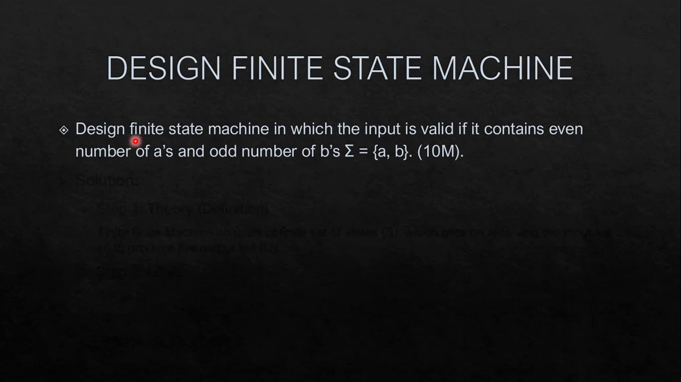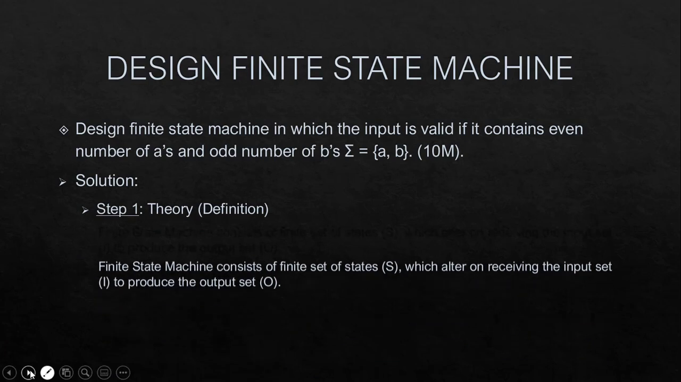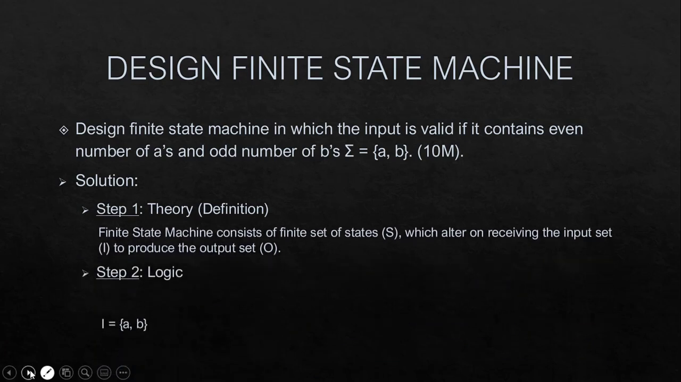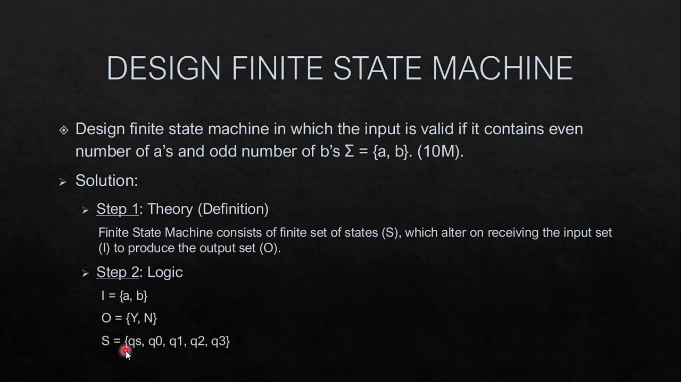We have to design a finite state machine such that the input is valid if it contains an even number of A's and an odd number of B's over the input A, B. So, step number 1 is theory, the definition of finite state machine. Step number 2 is logic, wherein I is A, B, already mentioned in the question, O is y, n and S is Qs, Q0, Q1, Q2 and Q3. Let us see the logic for designing the FSM, wherein we have to check whether the input contains an even number of A's and an odd number of B's. So, let us see the logic.